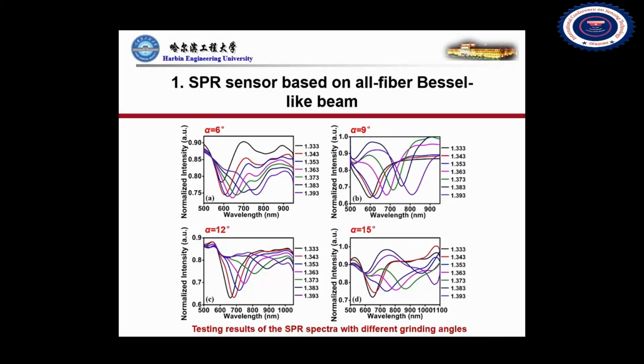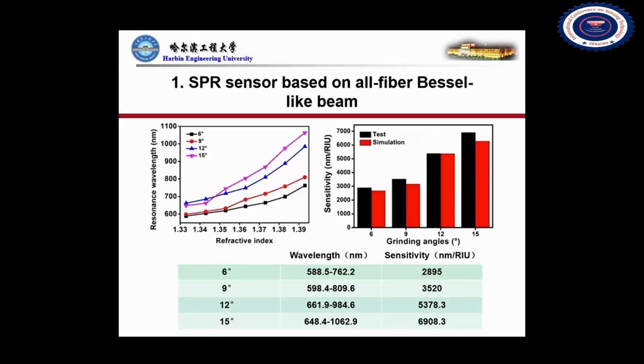The sensitivity of the proposed SPR sensor is also affected by the grinding angle. Therefore, we set the length of multimode fiber to 500 micron and measured the spectra of the samples with the grinding angles alpha equal to 6 degree, 9 degree, 12 degree, and 15 degree.